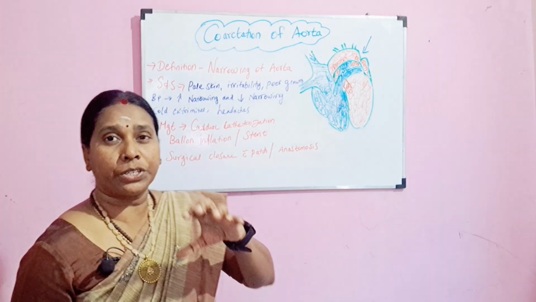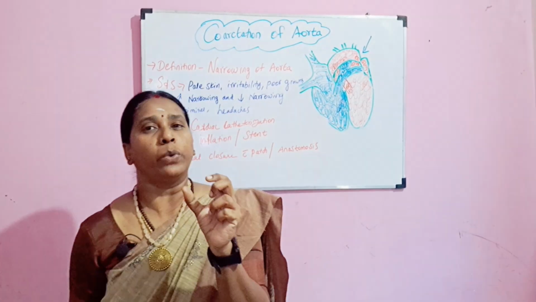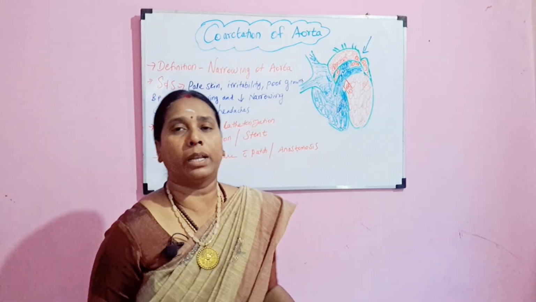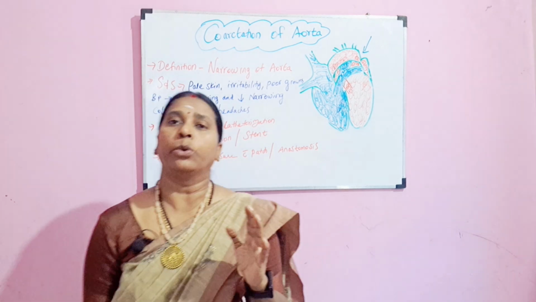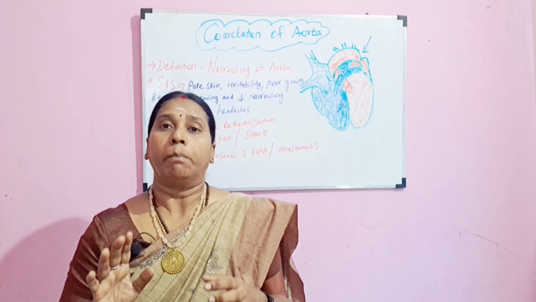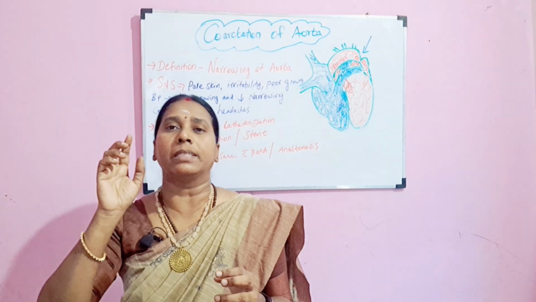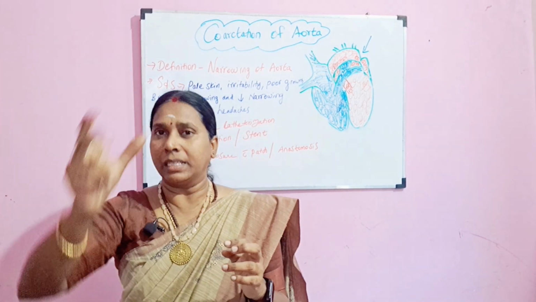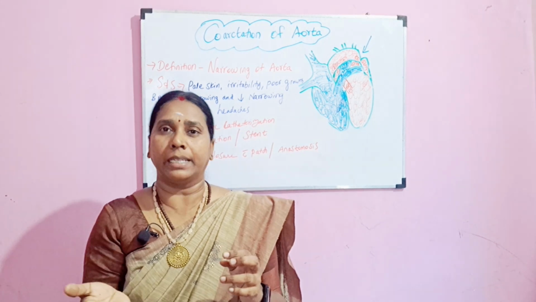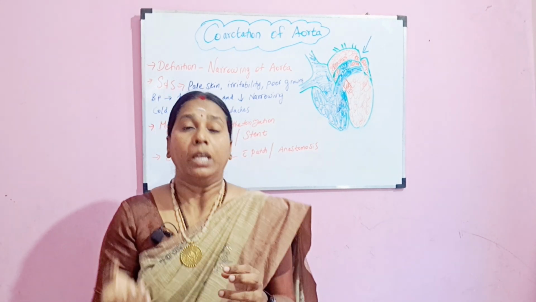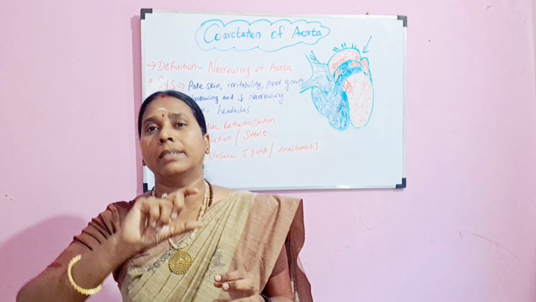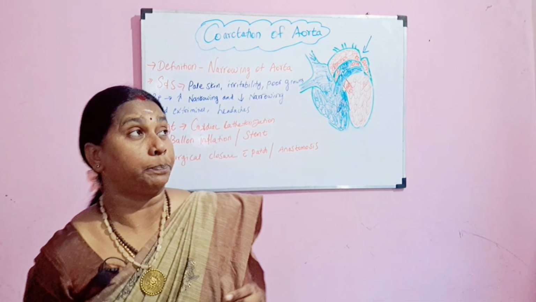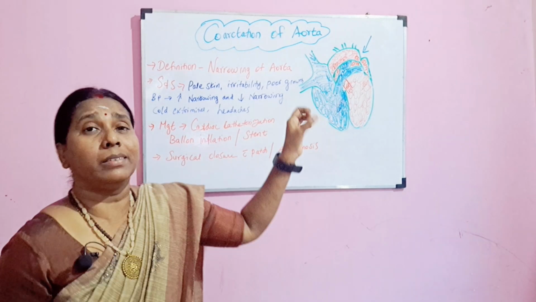Coarctation means it is the narrowing of the aorta. Here you can see there is a narrowing of the aorta. Usually this narrowing can happen at any place, but particularly in many cases we can see it is below the arching, after the branching takes place, that this constriction occurs. So most of the time this narrowing is after the arching of the aorta.